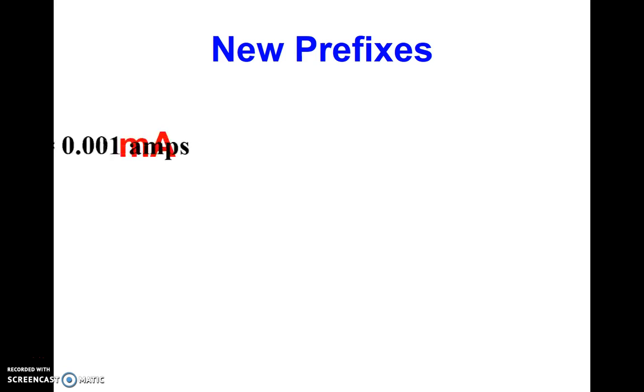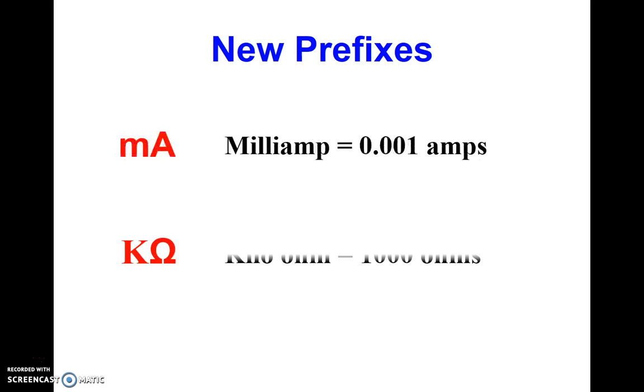Alright, we have a new prefix today. We've already learned about this bottom one, the kilo ohms. It means 1,000 ohms, so anything in k ohms is 1,000 ohms. We have a new one today. It's lowercase m and then capital A: milliamps. Remember, A is what you abbreviate amps to. So a milliamp is 0.001 amps. Go ahead and write that down, very important. If you forgot about the kilo ohms already, write that down as well.